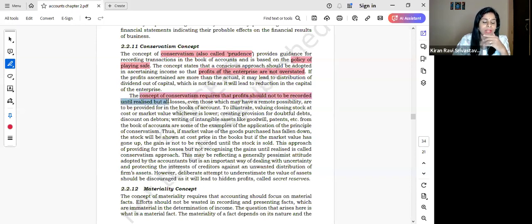It says that until you earn the profits, don't write them in the books of accounts. But all the losses, even which may have a remote possibility, are to be provided in the books of accounts. Only these 3 lines are important. What does it say? Two things. If the company is expecting or anticipating any profits, don't record them until and unless it has happened.